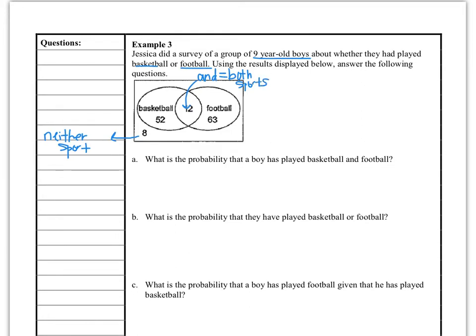Okay, so if we were to find the total of students or boys that played basketball, I'm going to highlight this ring in green. So the total basketball players is actually going to be not just 52, it's going to be 52 plus the intersection of 12. Okay, so the total basketball, I'm going to change colors here, is the 52 plus the intersection of 12, which is going to be 64.